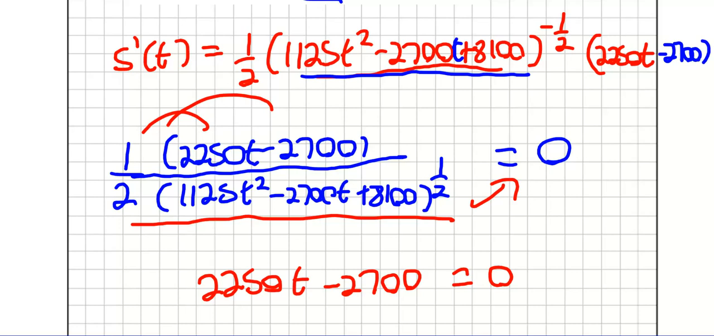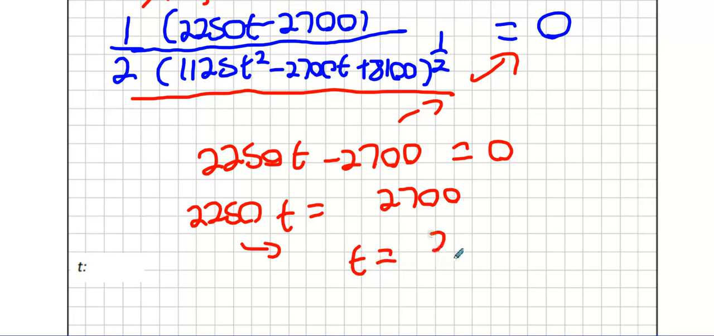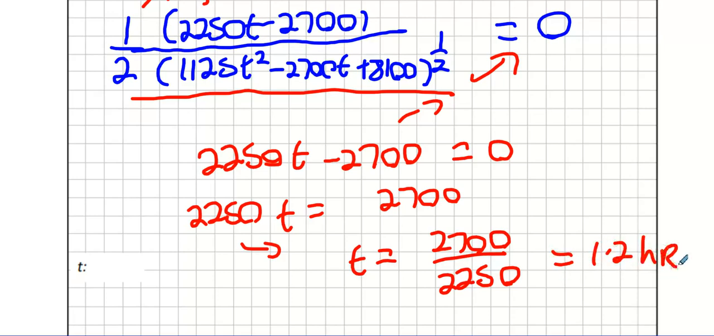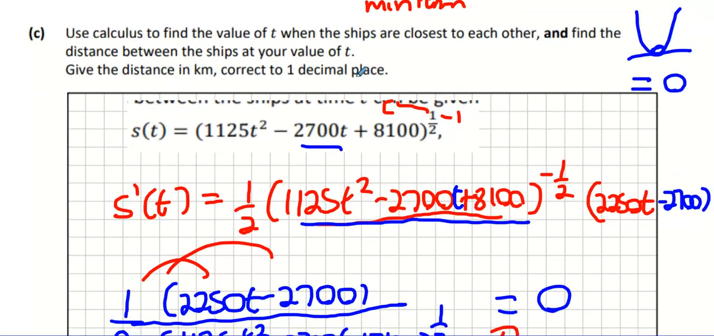Then what we're going to have here is t equals 2700 when we bring it across, and the 2250 underneath. T equals 2700 divided by 2250, which is 1.2 hours. Okay. Find the value of t, done.